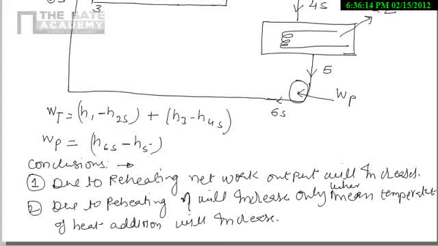Because in our previous discussion we have already discussed that efficiency will increase only when the mean temperature of heat addition will increase. So here remember these things: due to the reheating the net work output will always increase, but the efficiency will increase only when the mean temperature of heat addition will increase.